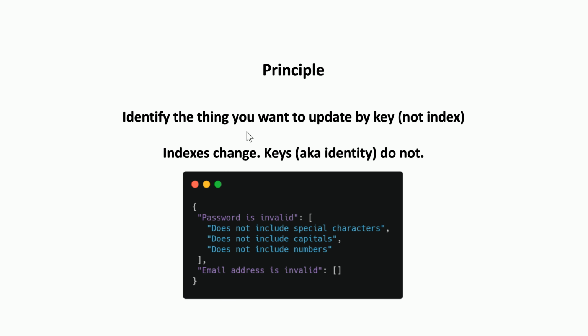So really, the principle I want to extract from state normalization is that you should identify the thing you want to update by key, not index. And the reason why is indexes change and keys do not change.